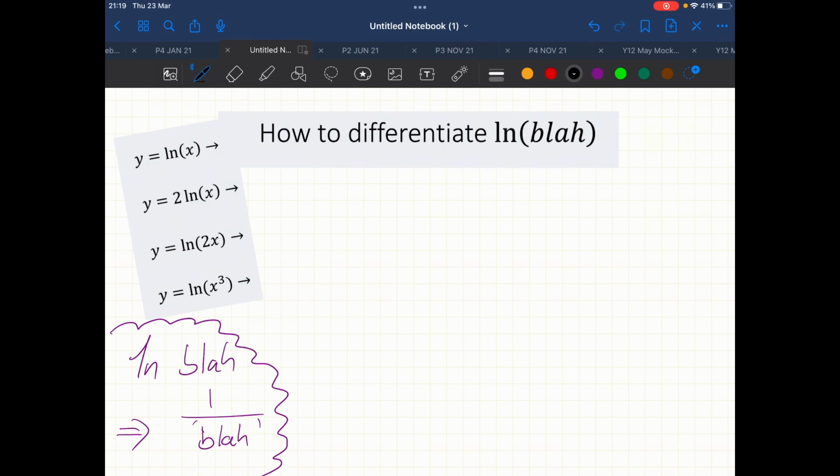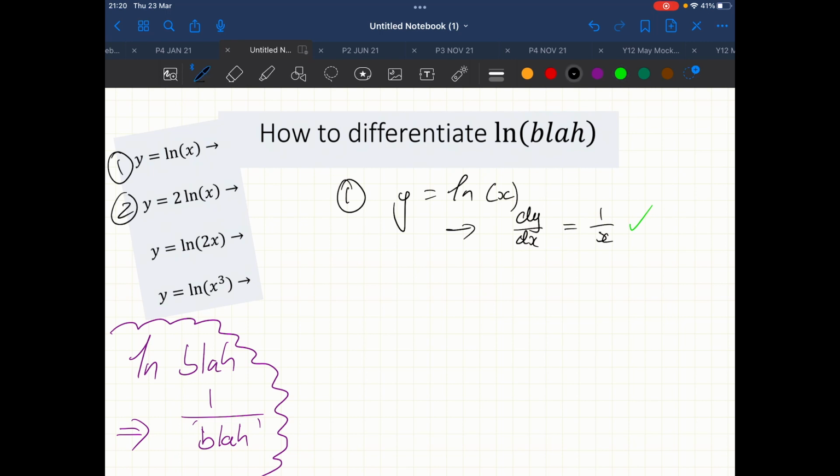Let's look at how we can differentiate the natural log of blah. So I'm going to show you some different situations and how you differentiate them. We're going to start with this one down here. In general, the natural log of something differentiates to 1 over something. So for our first one, if y equals the natural log of x, then when we differentiate that, we just get dy/dx equals 1 over x. That's our basic result that we need to know.